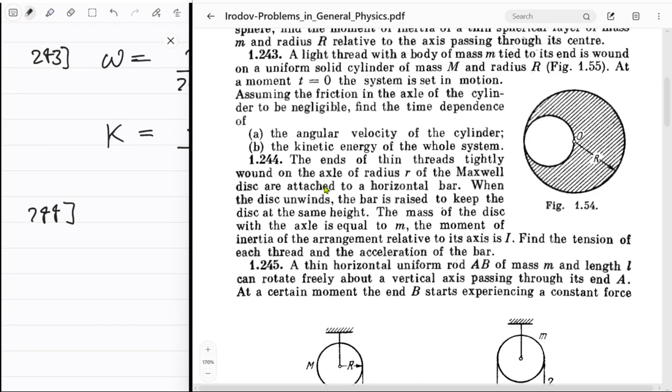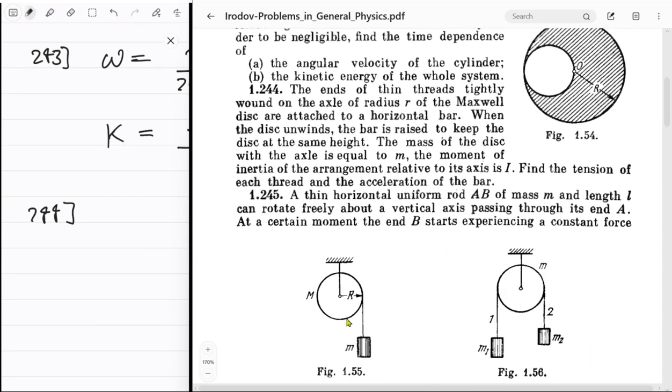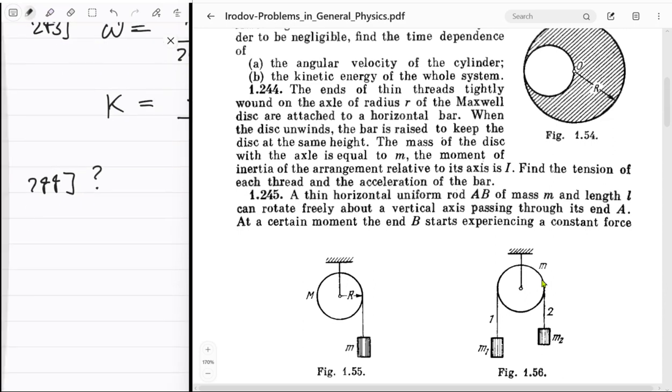Each thread, what? Attached to a horizontal. Look, I have no idea what's going on. Maybe, okay, they didn't give us a figure. How am I supposed to do this? Why is the bar released? A horizontal bar. Okay, no, I'm just skipping this question. I have no idea what's going on.